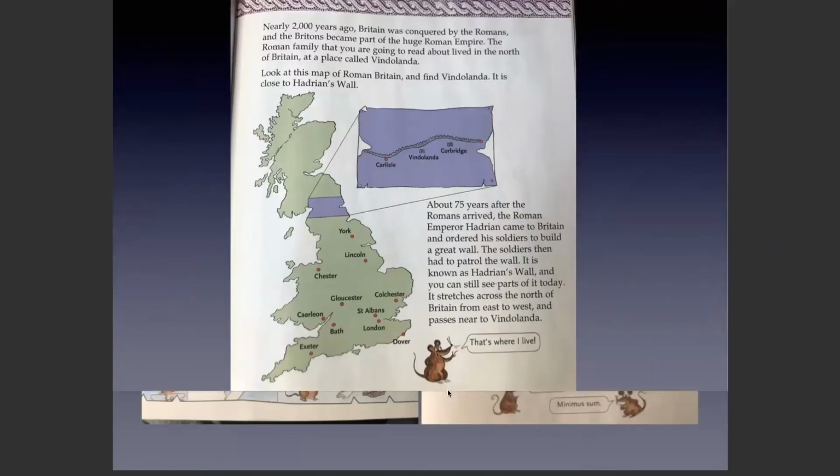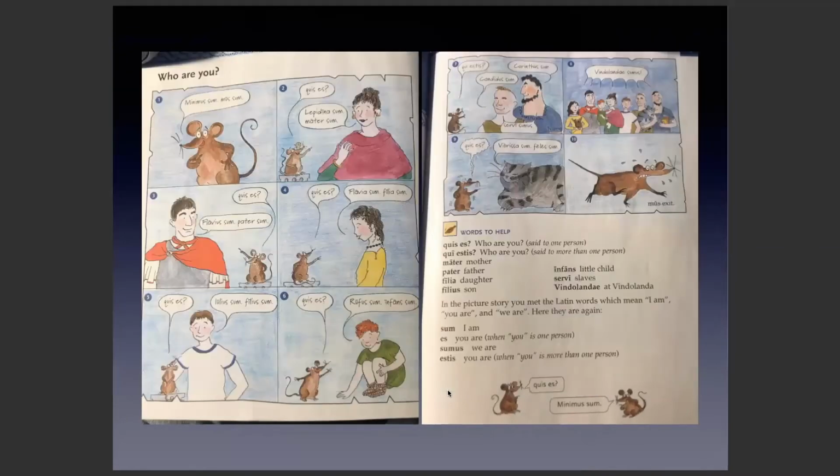Okay, let's go through this together. I'm going to read all of the little interactions, and pay attention to how I intonate the sounds. Just absorb that into yourself so you know how the rhythm of Latin goes, because it's a little different than English.